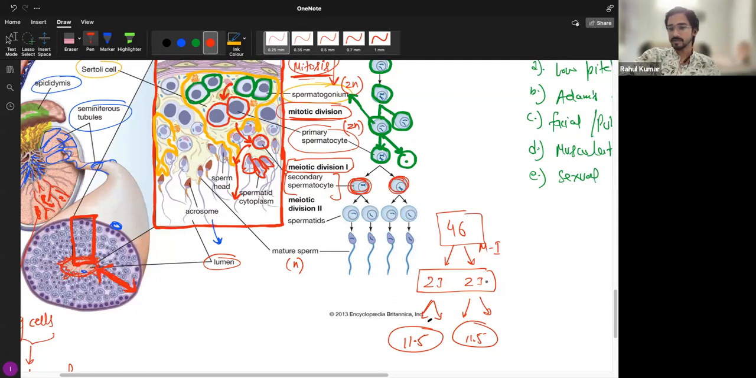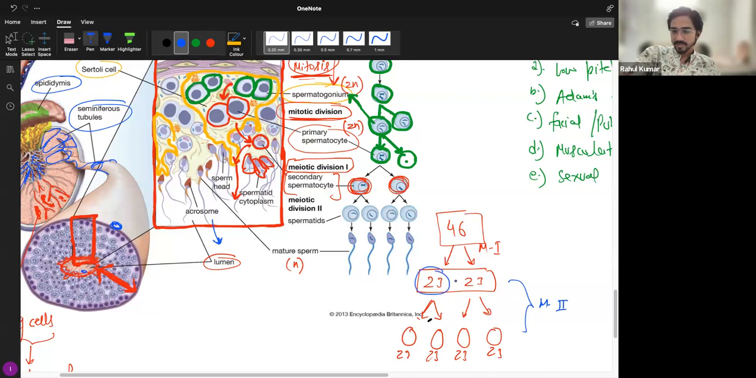So meiosis 1 is reductional, but meiosis 2 is the same. There will be 4 cells at the end, each having 23 chromosomes. Pay attention to this part here, which is meiosis 2. Do you realize that in meiosis 2, the mother cell and the daughter cell have the same number, no reduction? Because it is already a reduced number, which happened in meiosis 1.